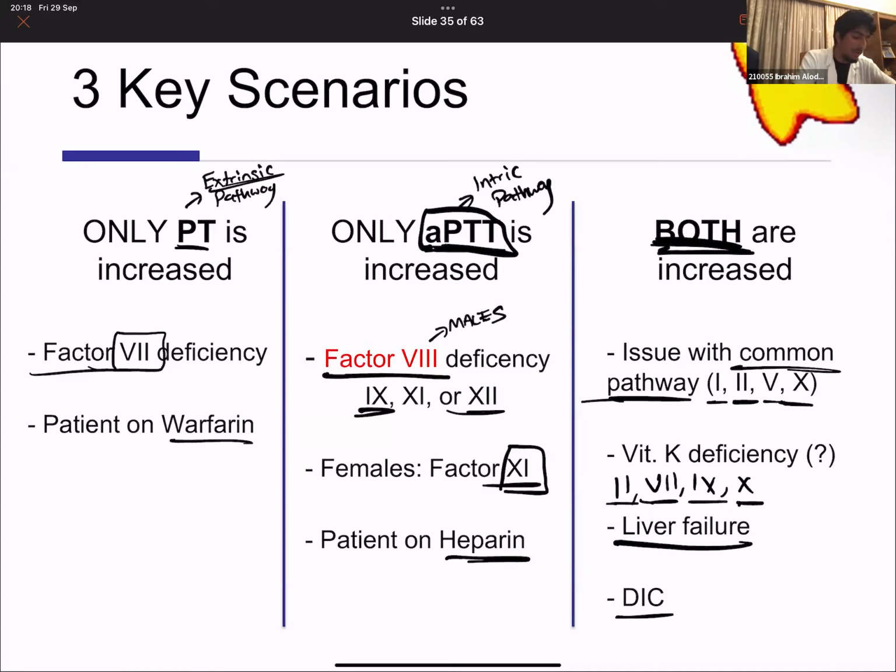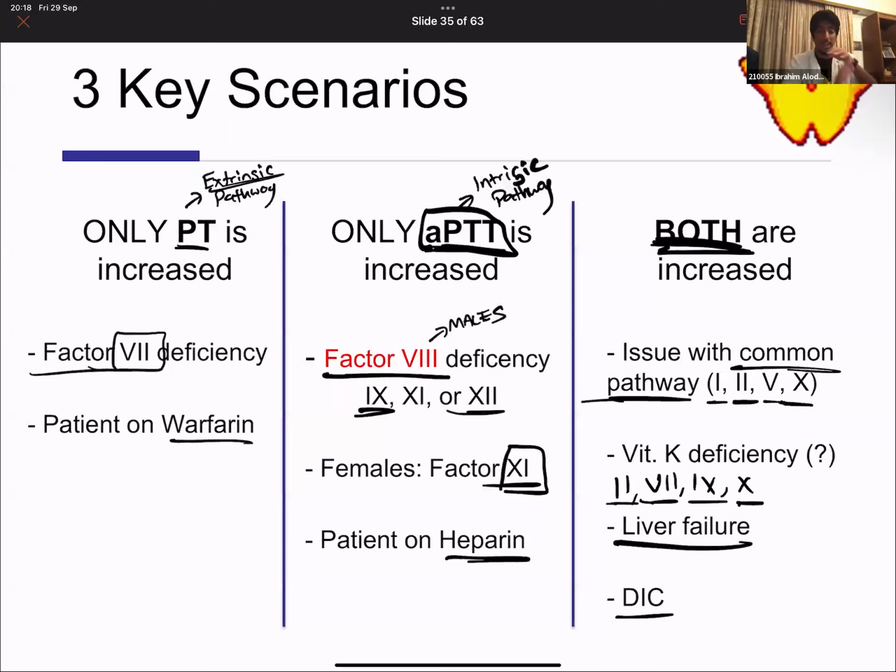Also, I just realized I wrote "intric" here. So do we understand this slide? I promise you that this slide, if you take away nothing else from this lecture, if you study the slide alone, you'll be able to answer at least half of the questions regarding hemostasis. More than half, actually. I can't emphasize how important this slide is.